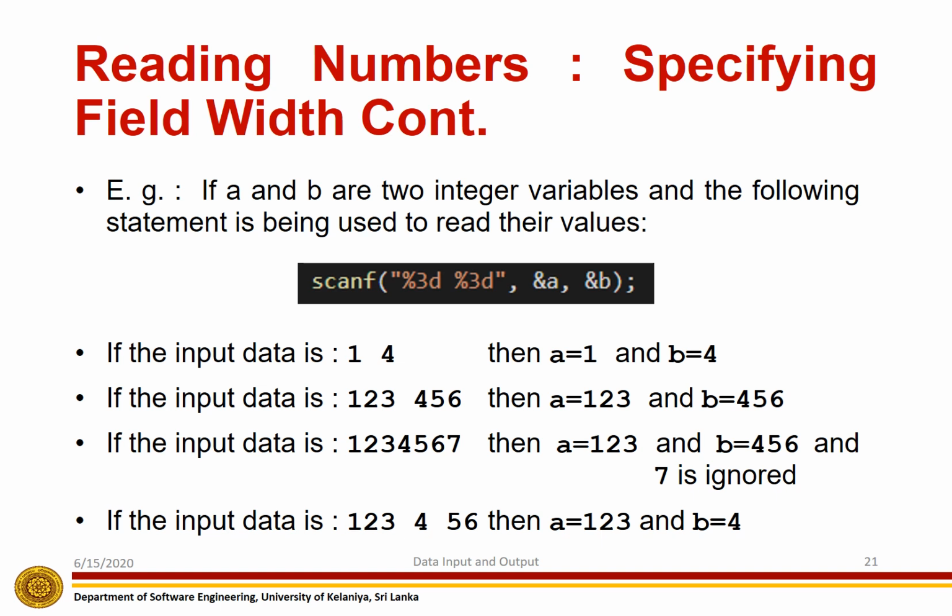Then the third one is 1234567. Then a will be assigned 123 and b will be assigned 456, and 7 is ignored because a and b both have 3 characters. And the last one, if the input data is 123 space 4 space 56, then a will be 123 and b will be 4, because after 4 there is a white space character. So the 56 will be assigned to another one. So b is equal to 4.